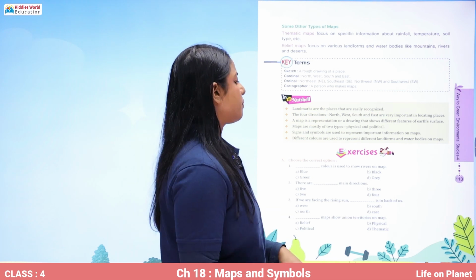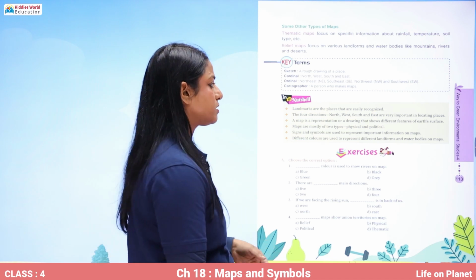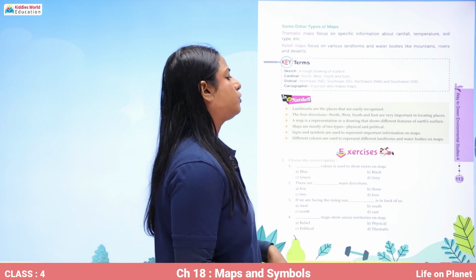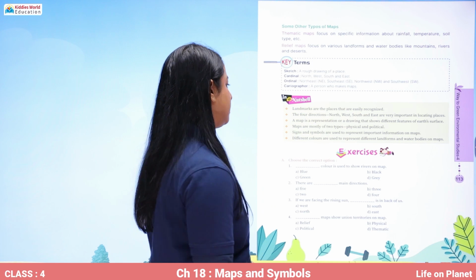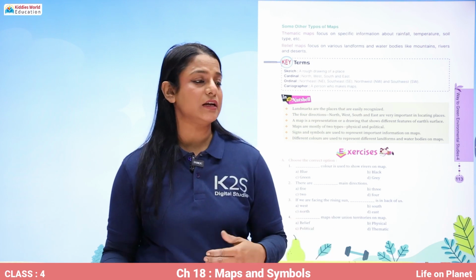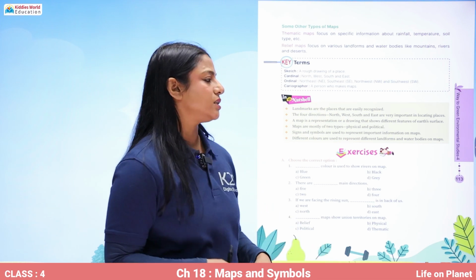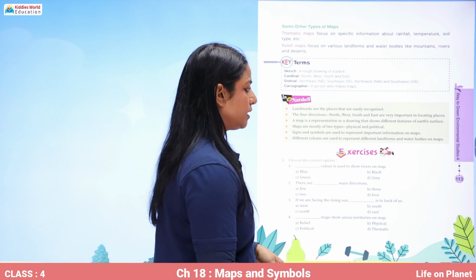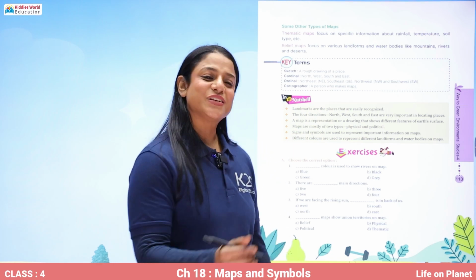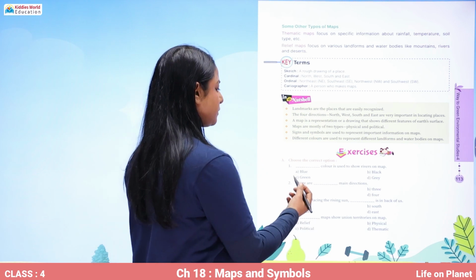A map is a representation or a drawing that shows different features of Earth's surface. Maps are mostly of two types, physical and political. Signs and symbols are used to represent important information on maps. Different colors are used to represent different landforms and water bodies on maps. So let's complete this exercise and see what we have learned today.